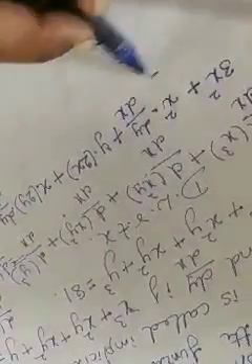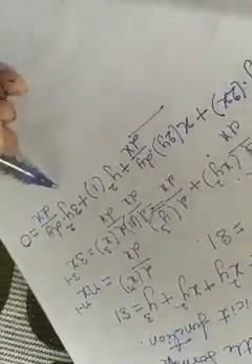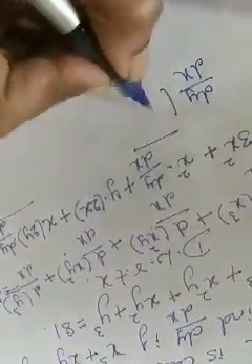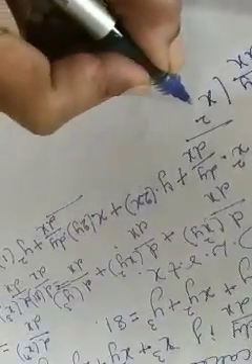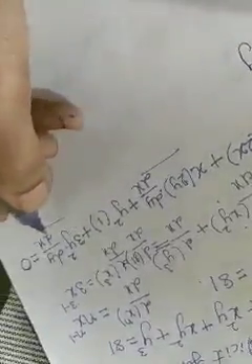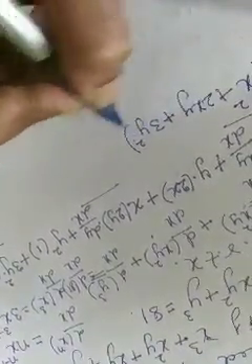Now you group the dy by dx terms. Wherever dy by dx is there, make it one group. The first term, and the 2nd and 3rd terms have dy by dx. Take out dy by dx as common. So the left terms: x square, next plus 2xy, in the third term plus 3y square.